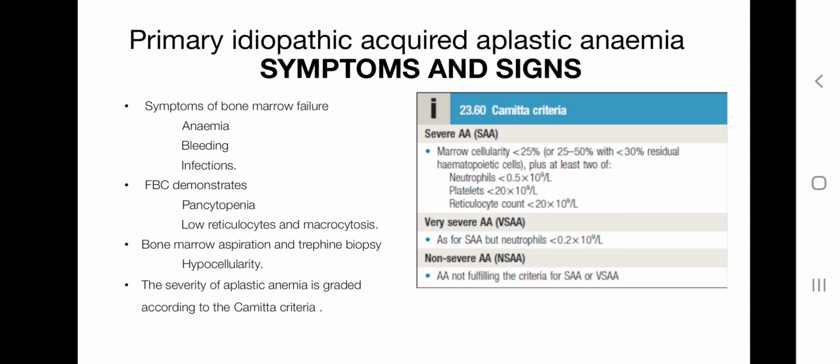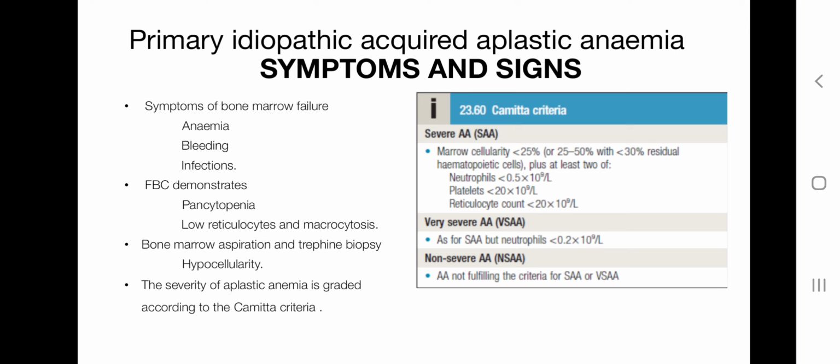Now how does aplastic anemia present? Both primary and secondary present with almost the same symptoms and signs. So symptoms of bone marrow failure like anemia, bleeding, infections. Because the patient is having pancytopenia, the features of anemia will be present. Because there is leukopenia, the patients are prone to infections, and when there is a decreased platelet count, it can result in bleeding.